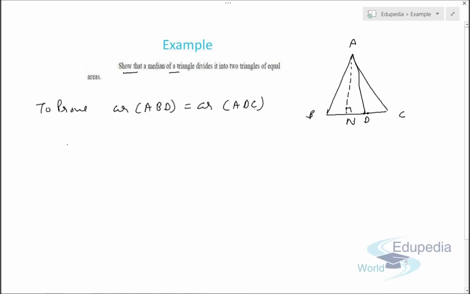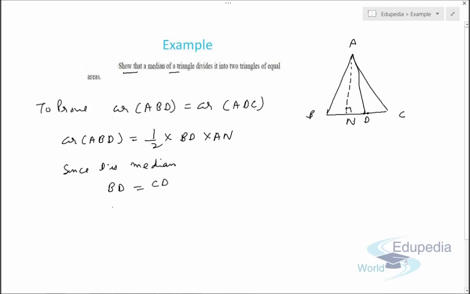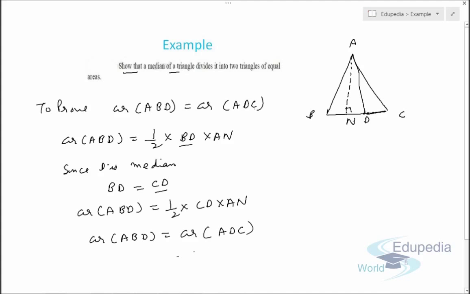Now, let's see how we can solve this. Area of ABD will be half base, so base is BD, into height is AN, right? Now, since D is the median, and a median divides the side into two equal halves, we can say that BD equals CD. So we can write area of ABD equals half, instead of BD we can write CD, so CD into AN. So area of ABD now becomes the area of triangle ADC. Why? Because the base is CD and the height is AN, so the altitude remains the same, so it will be area of ADC. So this is how we can prove these types of questions.